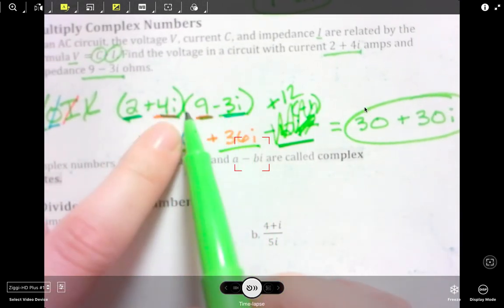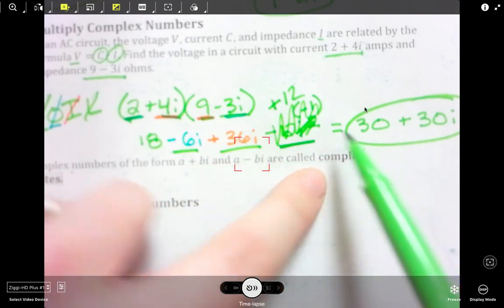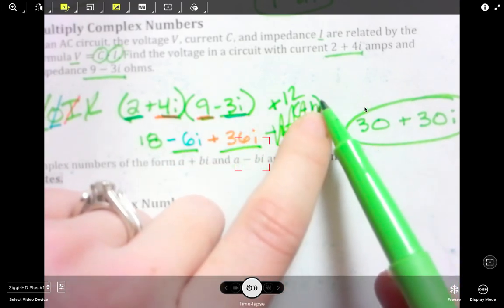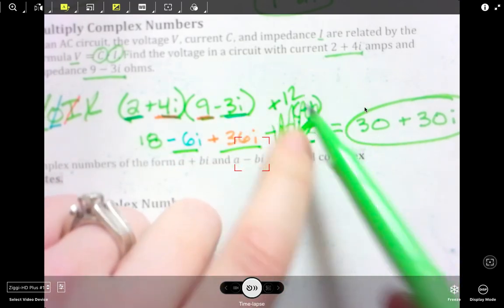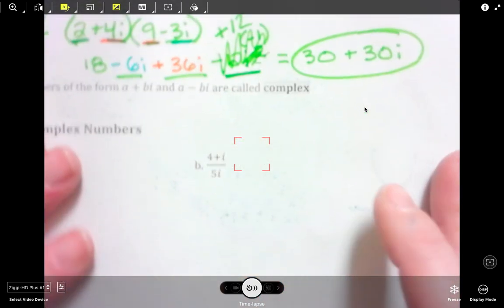So you treat it just like FOIL. You treat the i's like they are x's until you get to this step where i squared is negative 1. And then you multiply by a negative 1. And then you combine like terms, and then you're done.